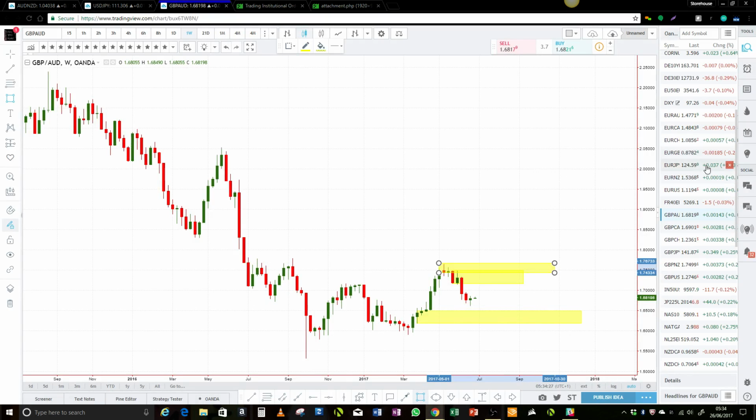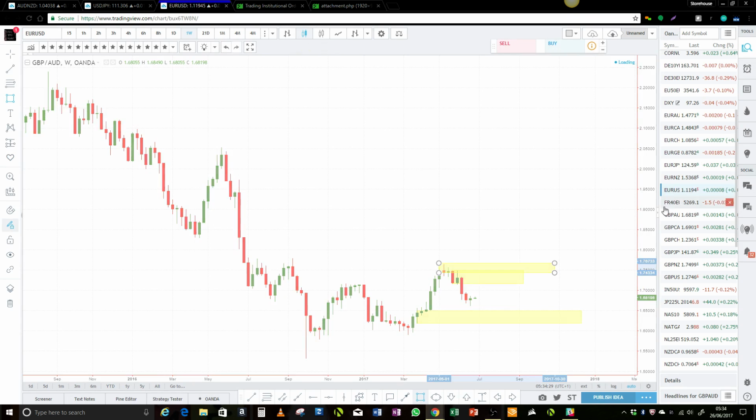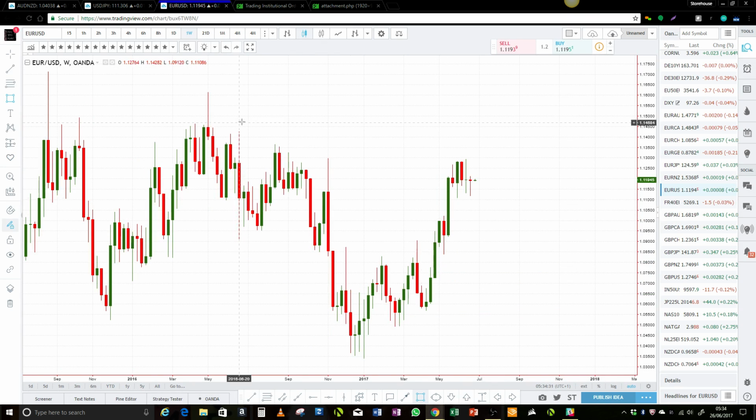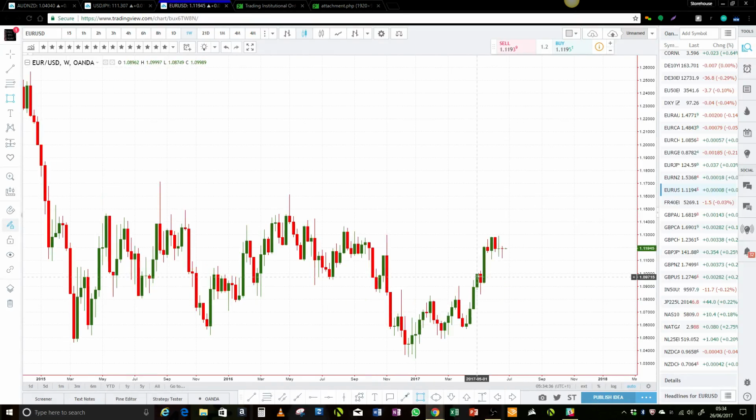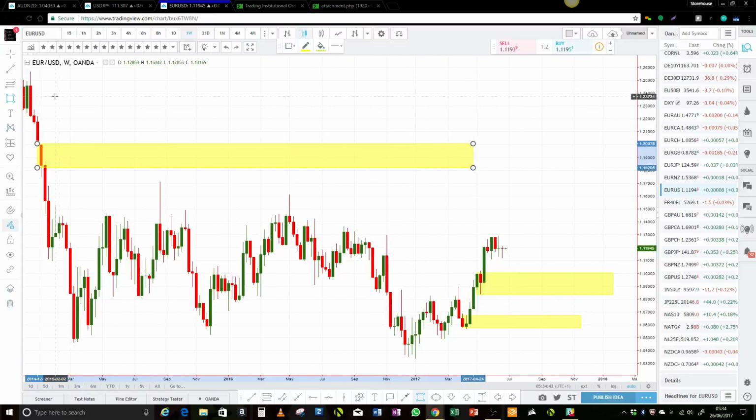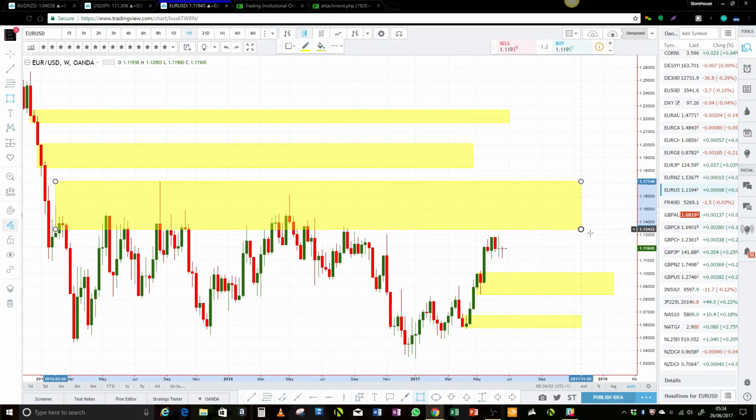All right, let's take a look at some of the euros. Let's take a look at the Euro USD. We've got demand down in here. We've got some supply up in here, and ultimately up in here. So these are the levels that I'm looking at for the euro. We still have to get through all of this though. All of this right here.